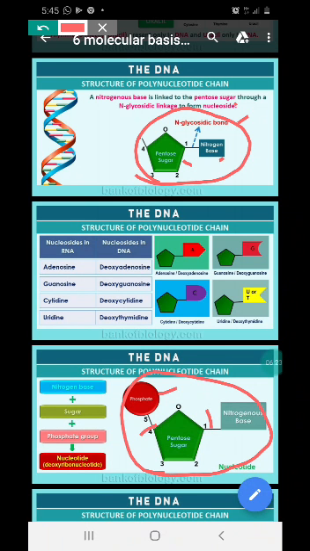You know that. But what is the linkage between one nucleotide and the other? It is called the phosphodiester bond or linkage. Clear? Okay.